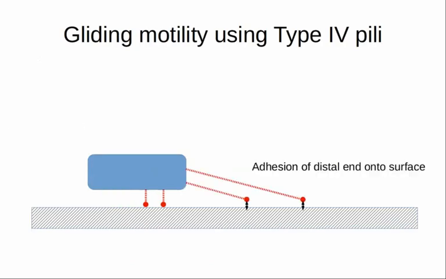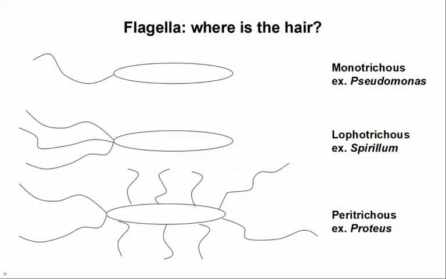Man. Okay, so that's what we got. Gliding motility. Okay, now flagella. Flagella is like a kind of whip, right? That's what it means. Now, flagella can be present or absent on bacteria.